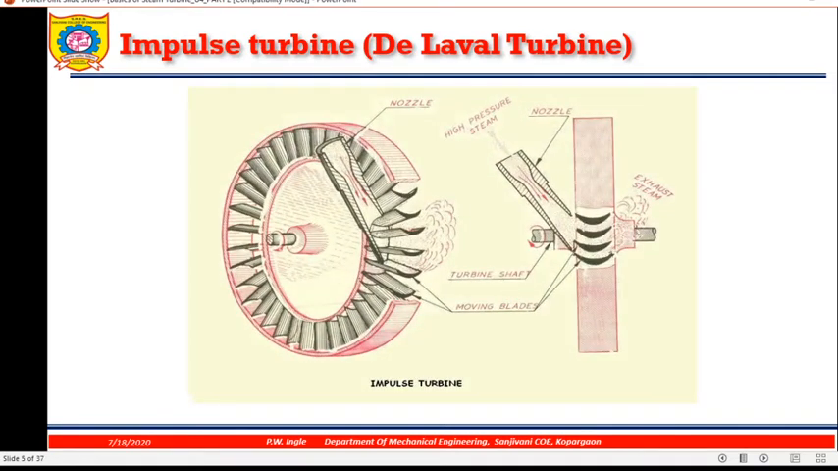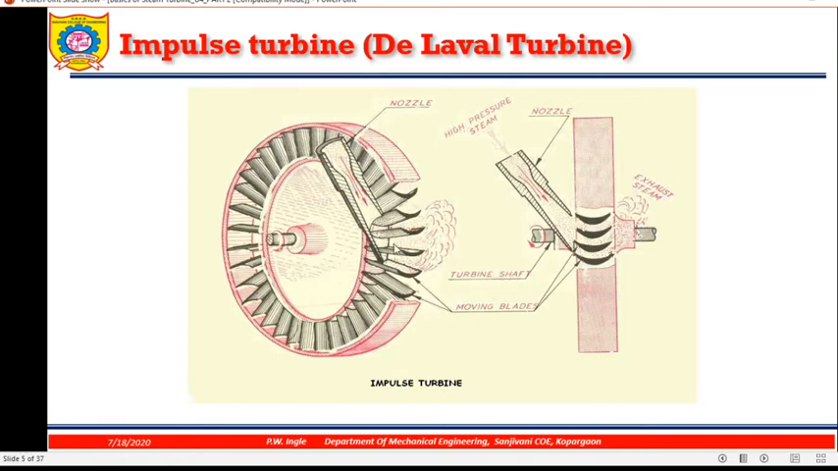Now we will see about impulse turbine. Impulse turbine is also known as De Laval turbine. What are the components of impulse turbine? Nozzle, which may be one or two. Steam enters the nozzle, and I told you the use of nozzle is to convert pressure energy into kinetic energy, so we are getting steam at high velocity. That's why it is known as impulse turbine. Here all pressure energy is converted into kinetic energy, and pressure remains constant.